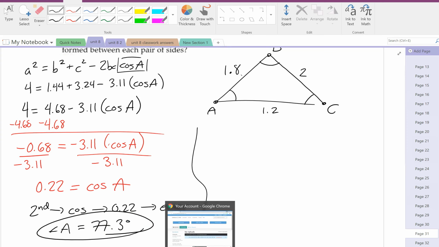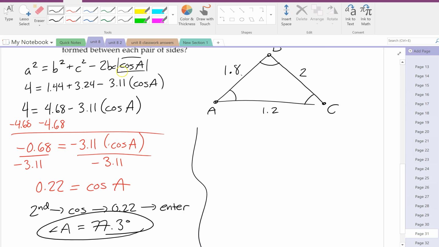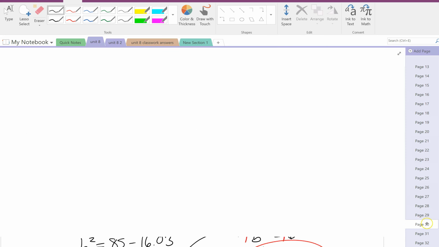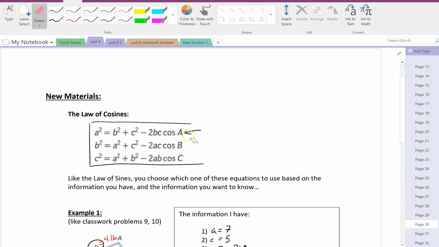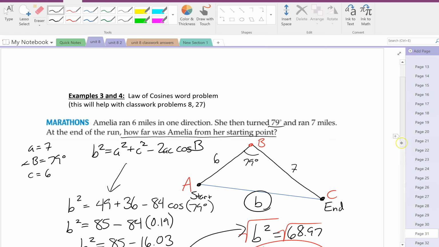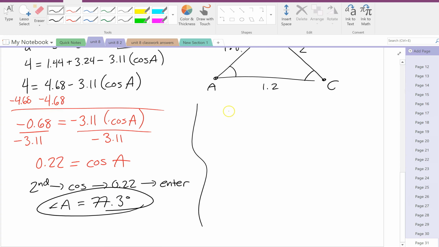Okay, I'm going to do something similar to find angle B now. For angle B, it's going to be similar to this formula up here, but what I want at the end is the cosine of B. So I'm going to go back to the table. Since I'm looking for angle B, I'm going to use this formula right here. B squared equals A squared plus C squared minus 2AC cosine B.